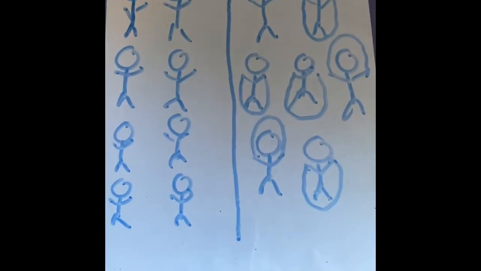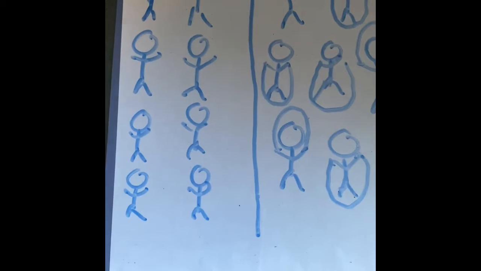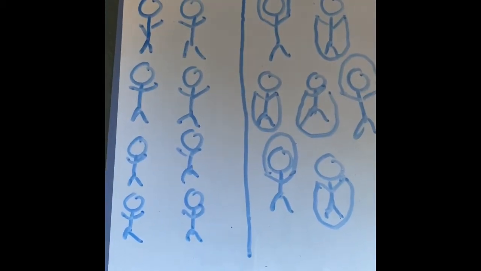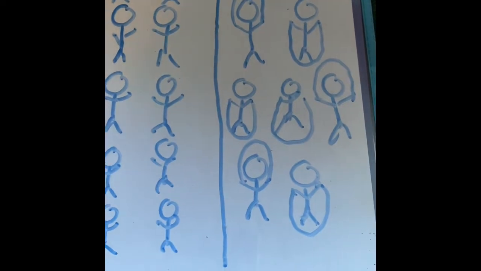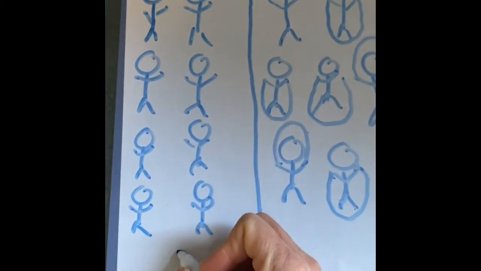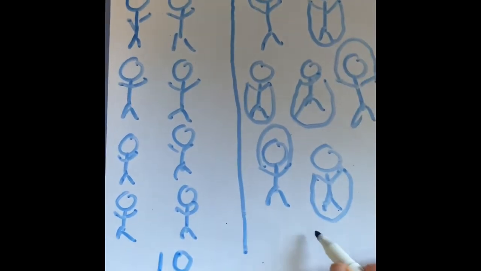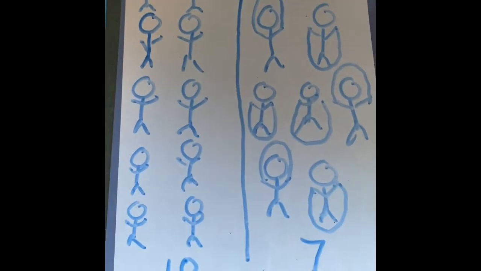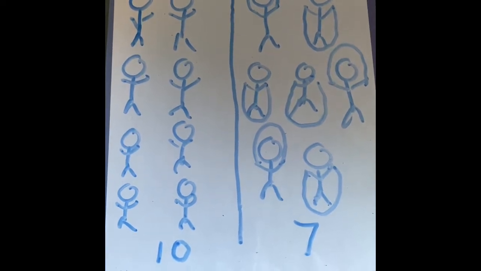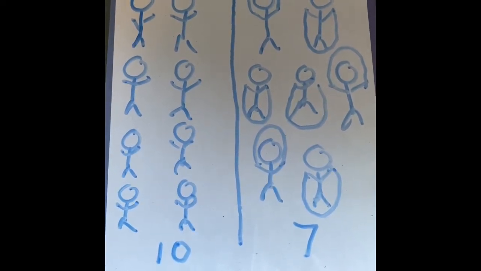Okay, so here's how my drawing looks. I said I have 10 students over here and they are chalking. And then I have 7 students over here and they are jumping rope. So we can just say we have 10 students here, 7 students here, and 17 students all together. Great job. I like your stick figure people.